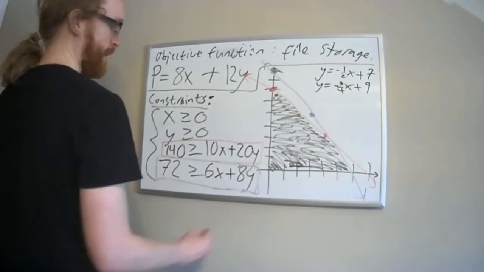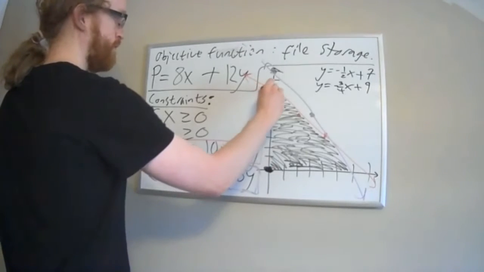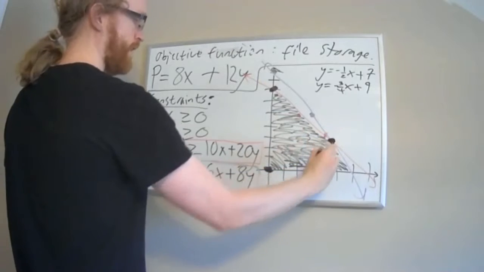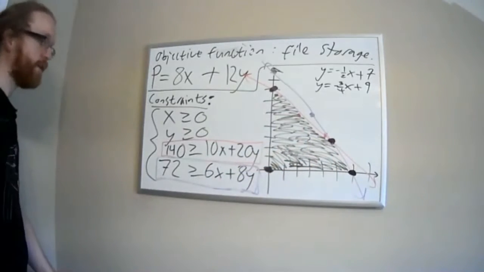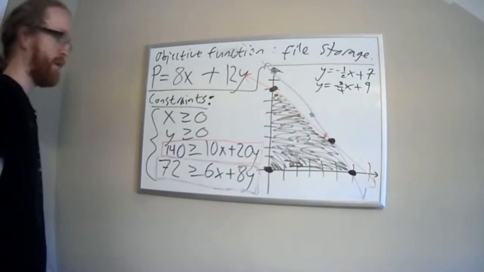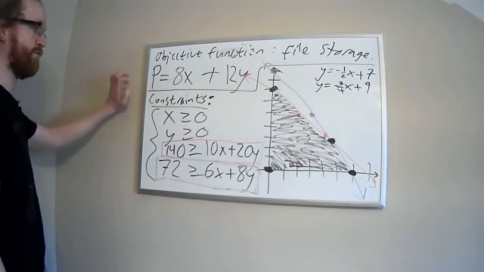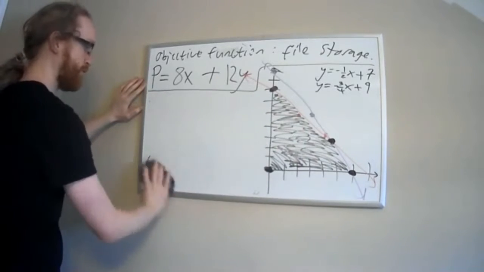Well, I have one here at the origin. I have one here. I have one here where these two lines intersect. And I have another one here. OK. So now all that remains to do is find the coordinates of all these corner points and then plug them into our objective function here. So let's look for the coordinates of the corner points.